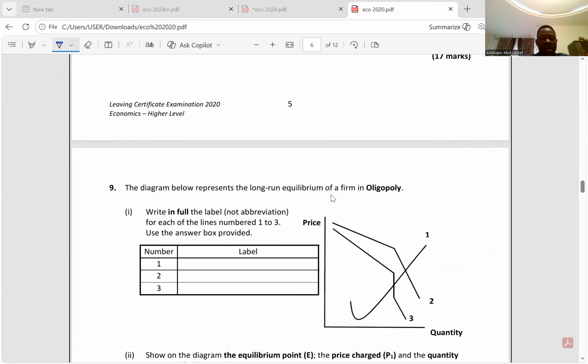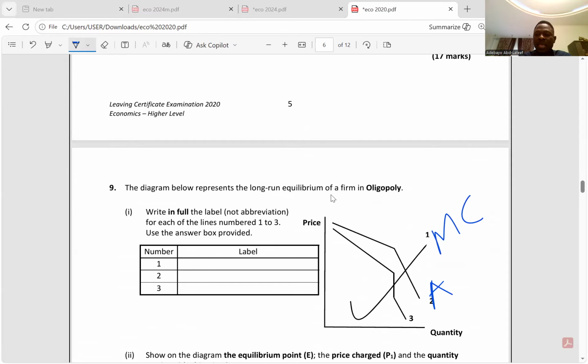We're told to label the diagram. So in the diagram, I'm just going to show you guys this question here. We have question 9, which is the only question in section A. We'll go to section B, then we'll go to 2021 and the rest. So here they said the diagram shows the long-run equilibrium of a firm in oligopoly. We should write in full the label, not abbreviation. So we're going to write it in full. So this is MC. This is AR. This is MR.